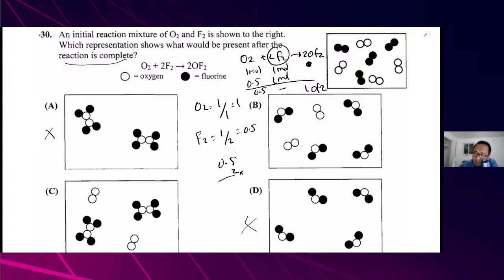So this one is OF2, right? And this one is O2. How many O2? O2 is 2, and OF2 is 4. So it makes sense, right? Because O2 is half, and OF2 is 1, so O2 is kind of half of OF2. So O2 is 2, OF2 is 4. Okay, that's good. So the answer should be B.